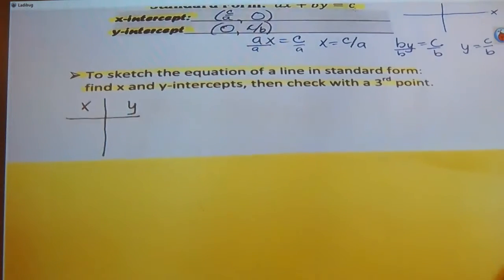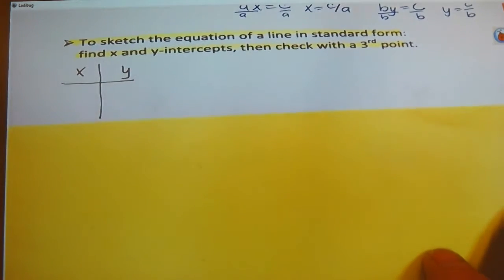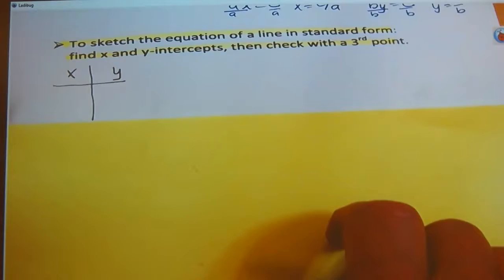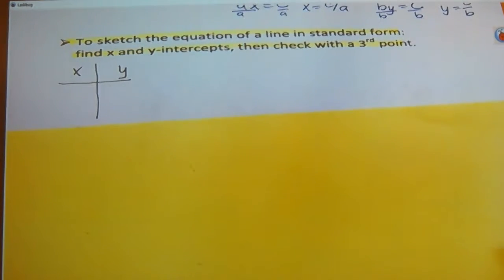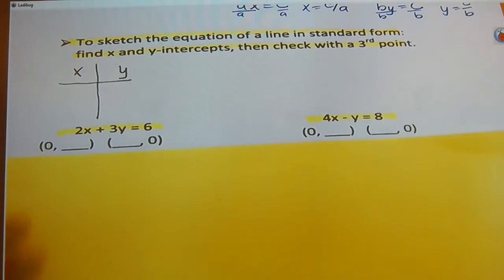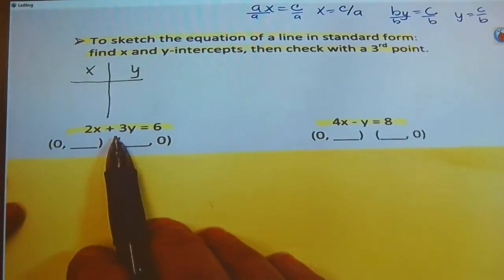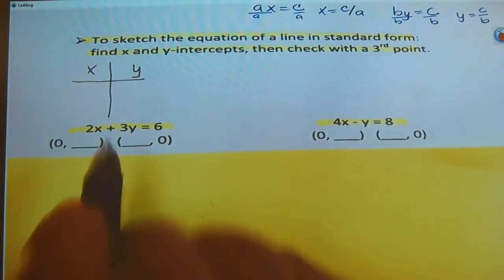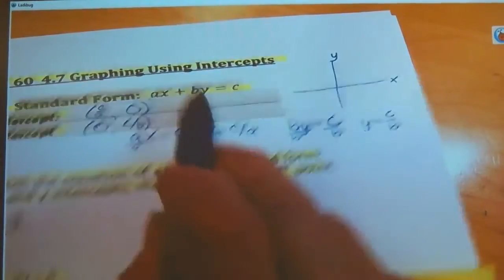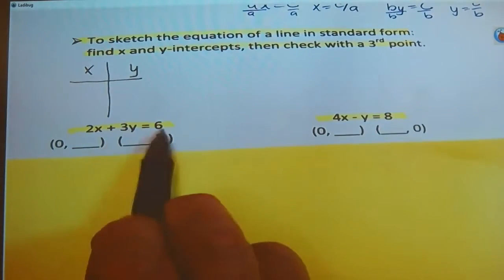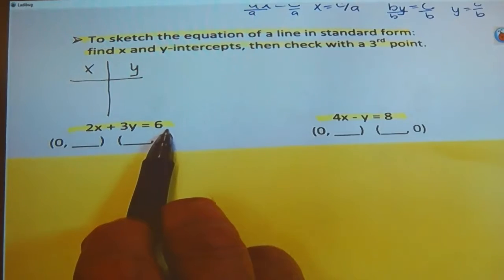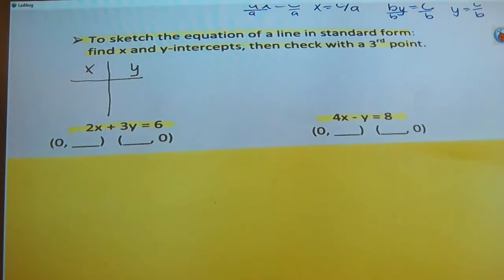When you want to sketch an equation of a line in standard form, we find the x and y intercepts, and you don't have to do this. At the end, I'll show you how to solve for y and use slope-intercept. So again, you have a choice. But let's suppose you had this line right here. Something special about this line is the coefficients, which are like a and b, are 2 and 3. They both divide evenly into 6, and that's when this method is the shortest.